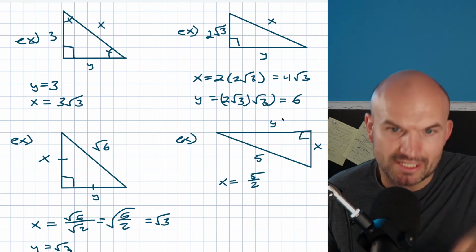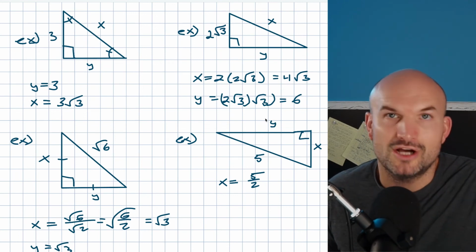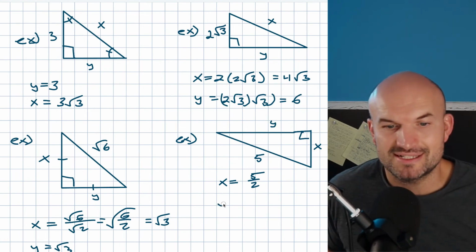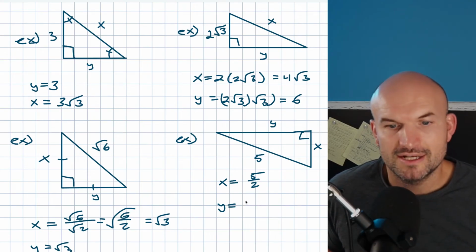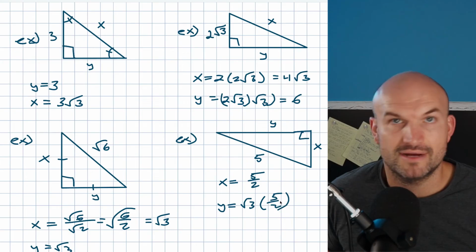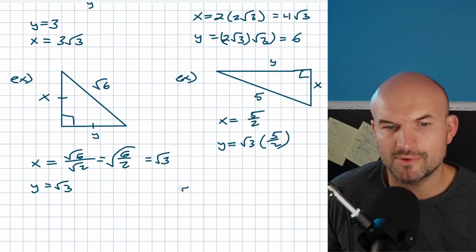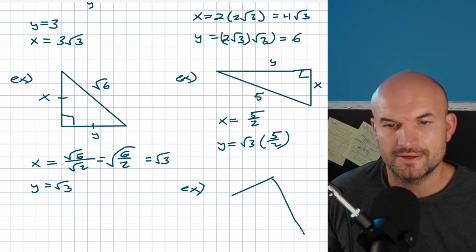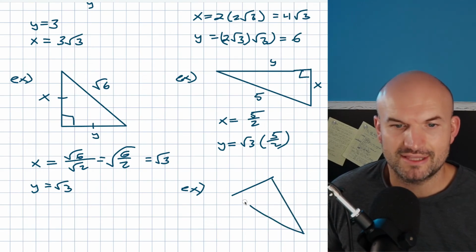Now, to go from short leg to long leg, you multiply by the square root of 3. It's the same thing; it doesn't really matter if it's a fraction or not. So this is going to be the square root of 3 times 5/2, and we're all set. Let's just do one more example just to make sure, because the only thing I didn't do was a long leg. So let's pretend we have a long leg here.